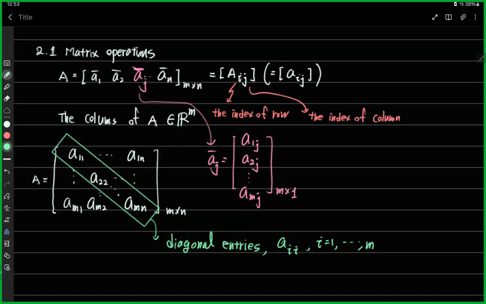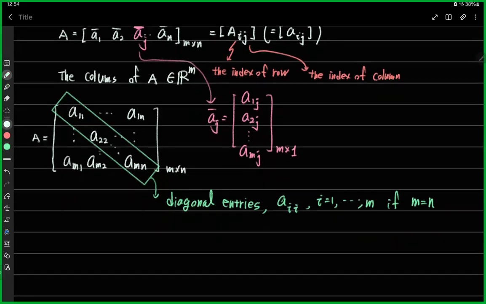In the case of a square matrix, M is equal to N, the number of rows is equal to the number of columns, so we're going to get M diagonal entries, right? If the number of rows is equal to the number of columns, then we say that the matrix is a square matrix.